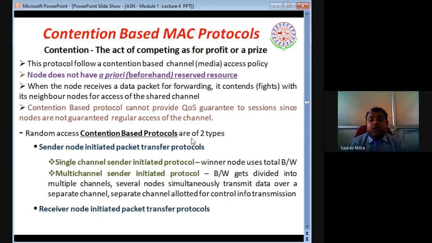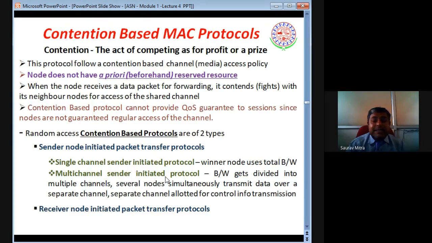Random access contention based protocols are of two types. This is called random contention based access: some node asks for contention, and some node finishes its job and comes out of the contention. So that is a random contention based protocol. They are of two types: sender node initiated packet transfer protocol and receiver node initiated packet transfer protocol. In the first case, the sender node is asking for a channel to transmit the data to the receiver. It is a single channel sender initiated protocol or a multi-channel sender initiated protocol.